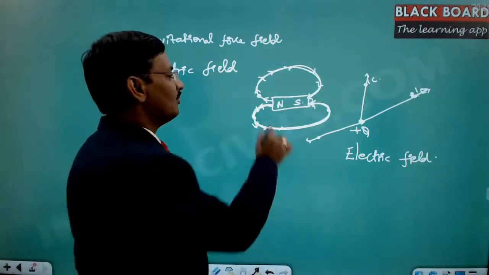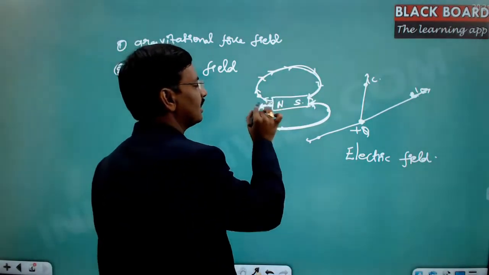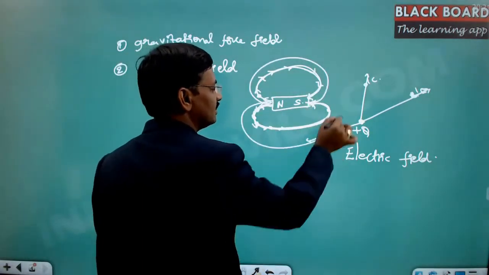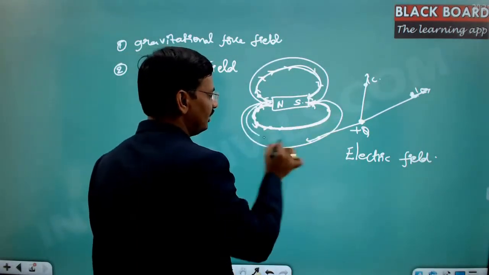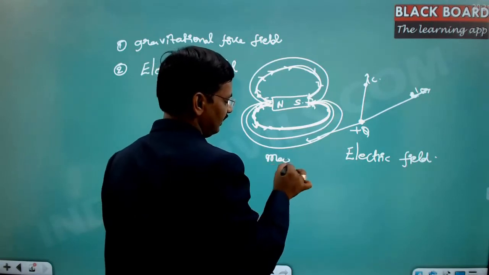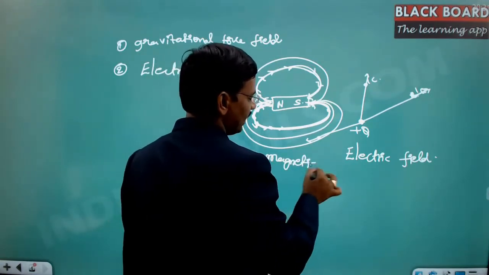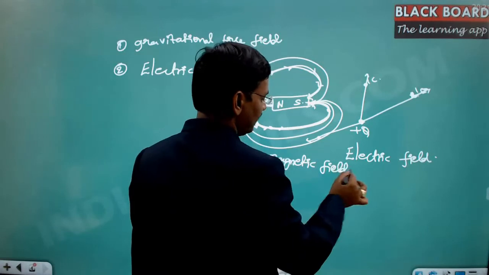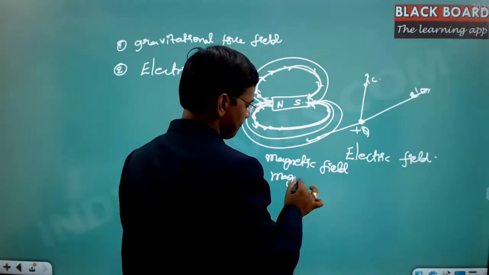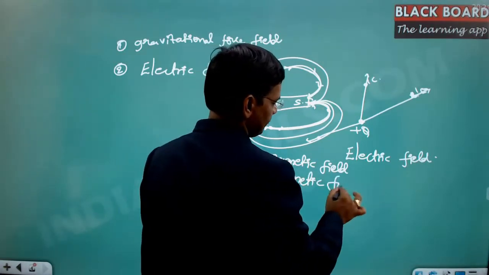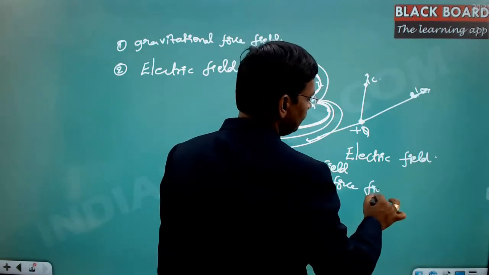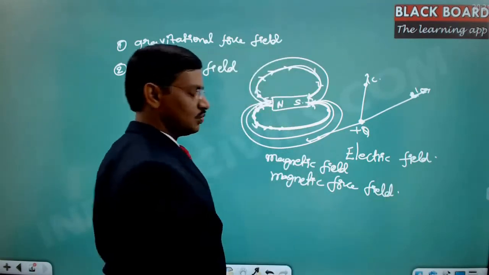It doesn't matter wherever the magnet is kept, this will always be present. There is a field like this. So this kind of field is called the magnetic field, or magnetic force field. So this is one kind of scenario.